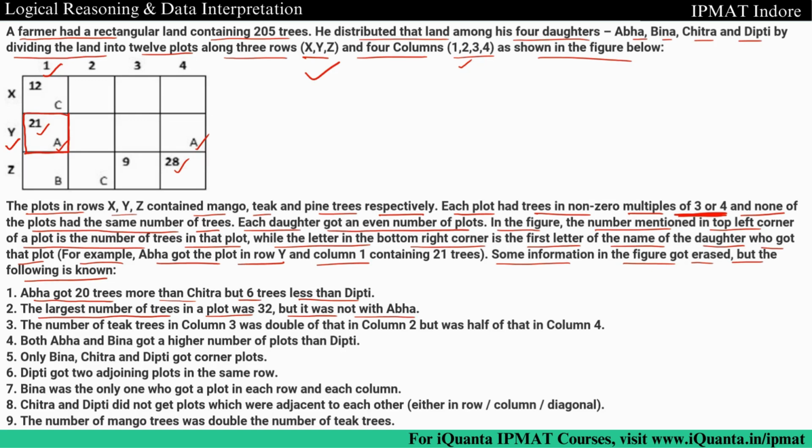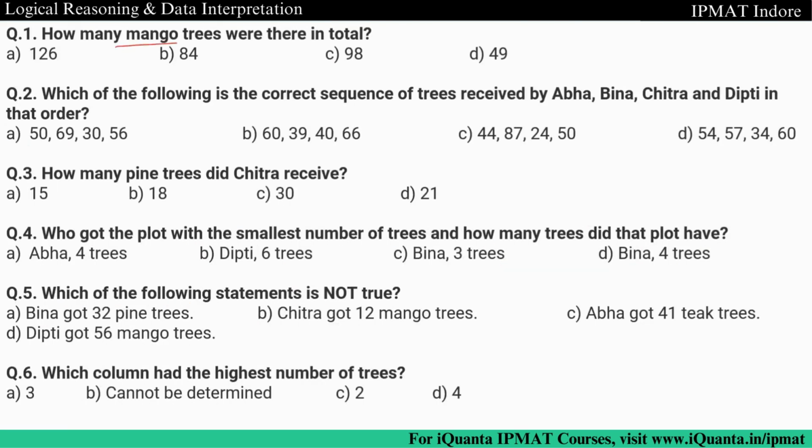So let us read the questions once so that we know what to find out, and then we'll proceed. The first question is how many mango trees were there in total. So this means that we need to find out how many mango trees are there, how many teak trees are there. Second is which of the following is the correct sequence of trees received by Abha, Beena, Chitra and Dipti in that order. So we need to find out how many trees each daughter got. Third is how many pine trees did Chitra receive. So again, we also need to find out how many trees each daughter received, also the type of tree that she received. Fourth is who got the plot with the smallest number of trees and how many trees did that plot have. Fifth, which of the following statements is not true?